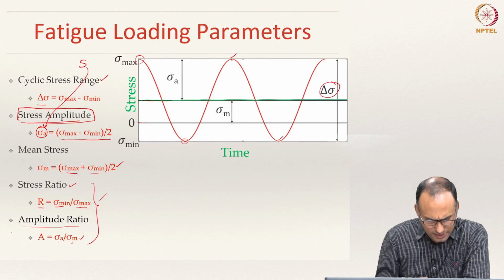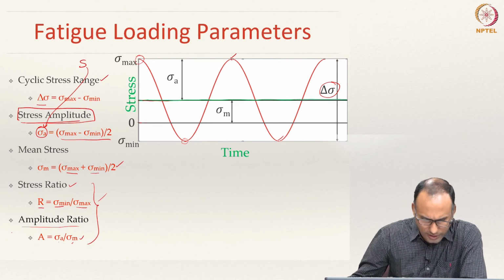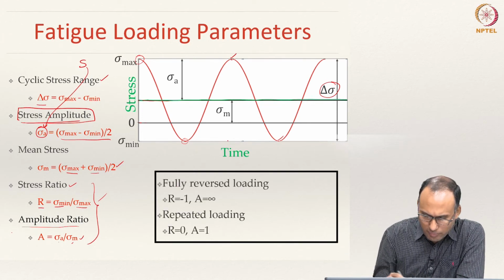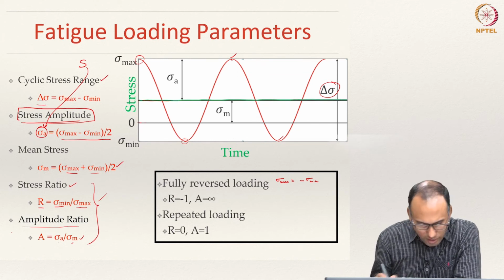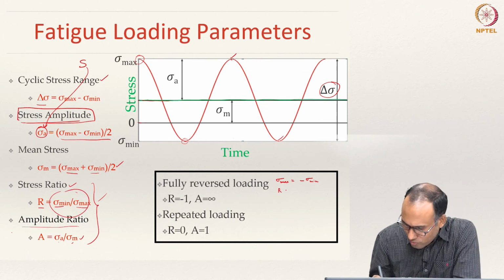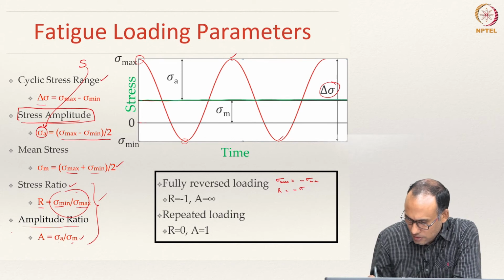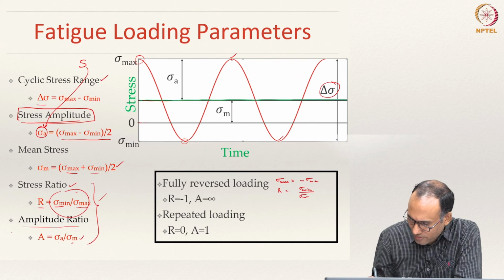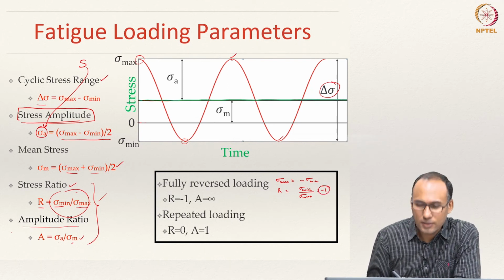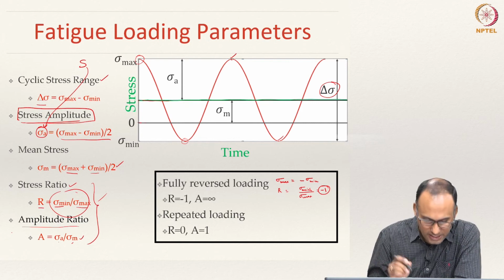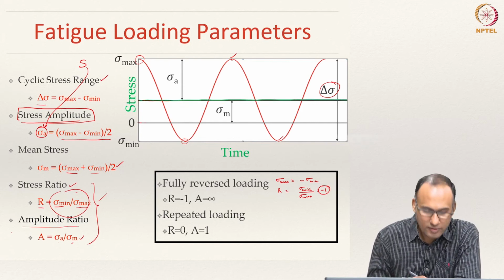So, let us look at the case of a fully reversible loading. For the fully reversible loading, sigma max is equal to negative of sigma min or vice versa. What is R? R is sigma min by sigma max. So, R is equal to minus sigma min by sigma max. So, that is minus 1, because sigma max is equal to negative of sigma min. So, when the stress ratio R is minus 1, then it is fully reversible loading.